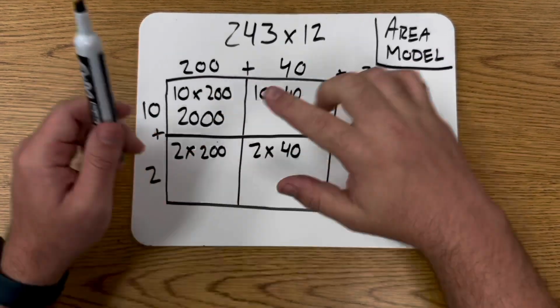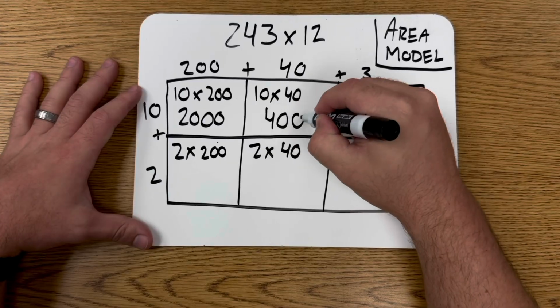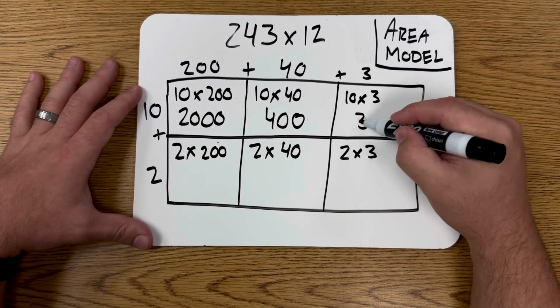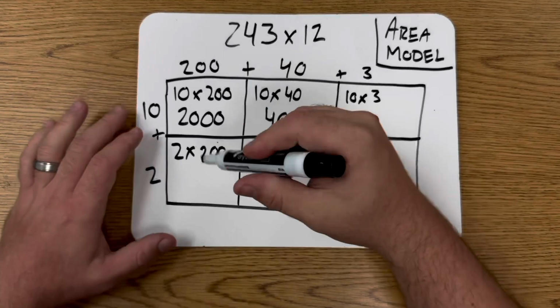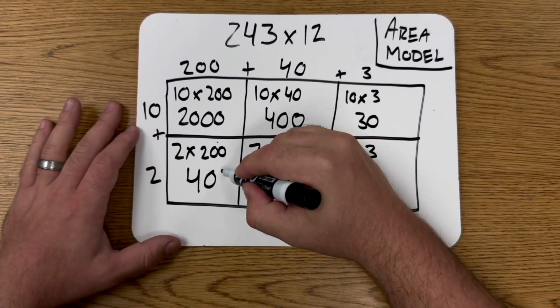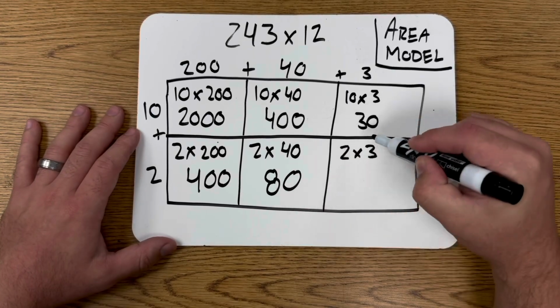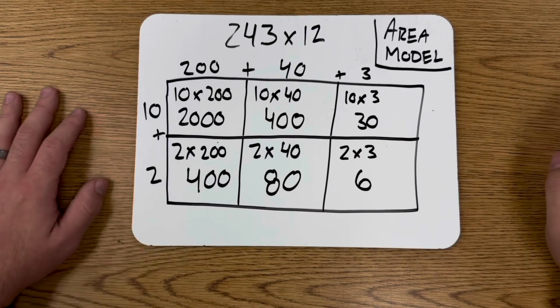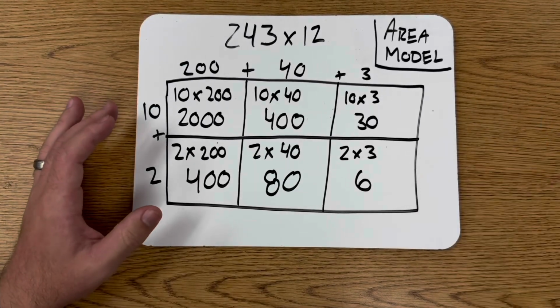10 times 4 here is 40. And I bring my 0 down. I end up with 400. 10 times 3 is 30. 2 times 200, again, cover it up. You have 4 with 2 zeros, so you have 400. 2 times 40 is going to be 80. And then 2 times 3 is going to be 6. Same process as before, just a little bit more multiplication that we have to do.